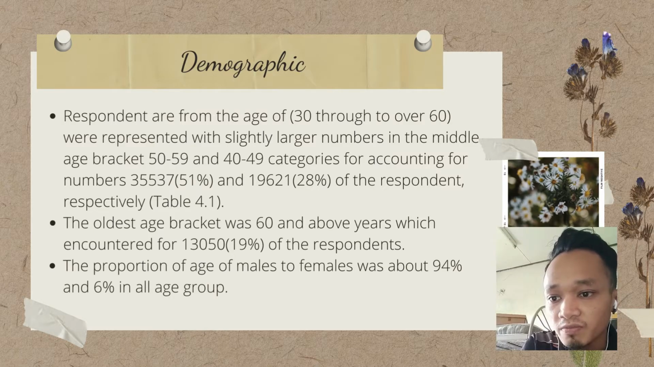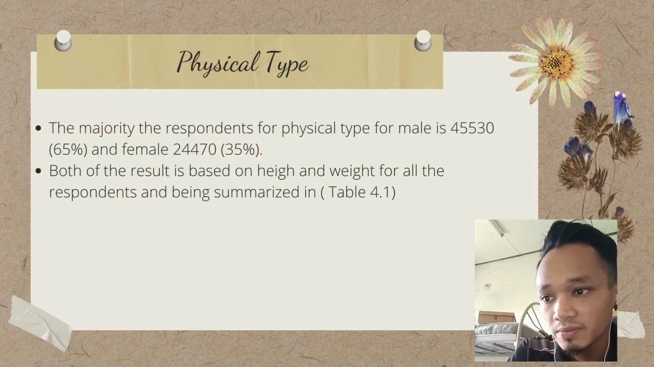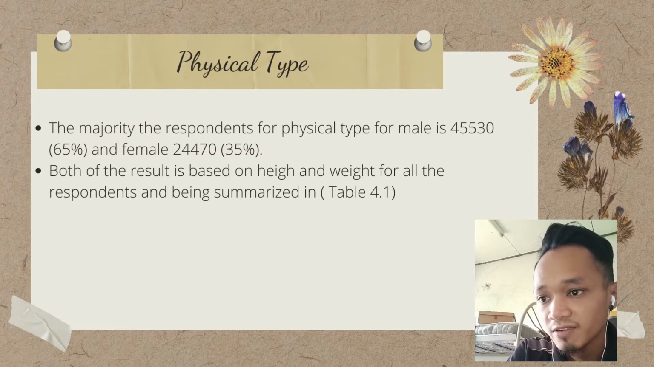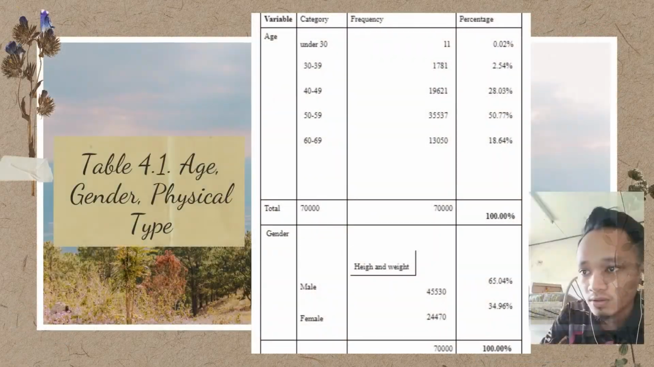The proportion of males and females was about 19.4% and 6% in all age groups. For the physical type, the findings of the study show the majority of the respondents for physical type for male is 65% and female 35%. Both results are based on height and weight for all of the respondents and are summarized in table 4.1.